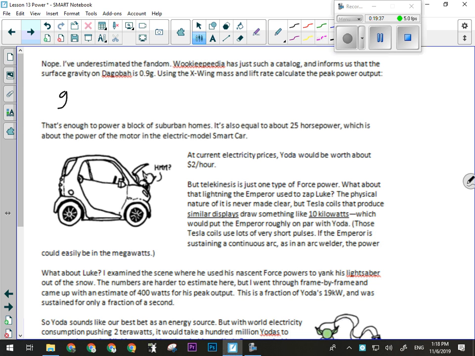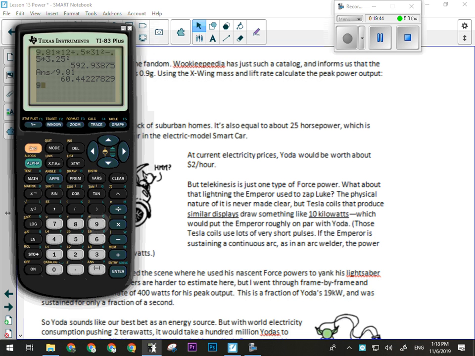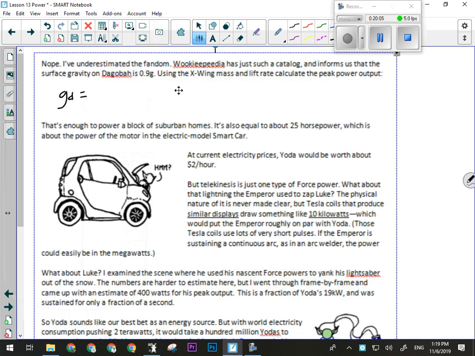So we can find the acceleration due to gravity on Dagobah by simply going 9.81 times 0.9. All right. So on Dagobah, the acceleration due to gravity is 8.8 meters per second squared, which of course makes Yoda's lifting the X-Wing out of the swamp a little bit less impressive because it's not as heavy as it would have been on Earth. But still pretty heavy. So we got 8.829.